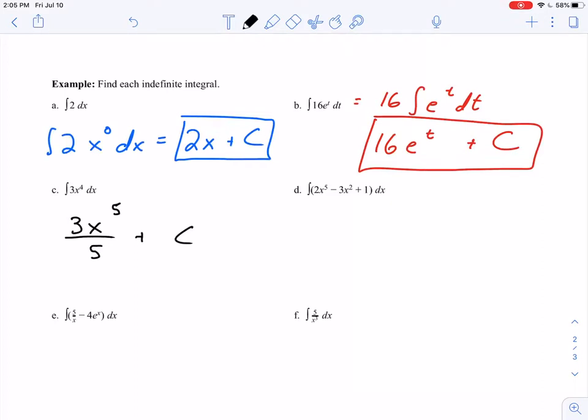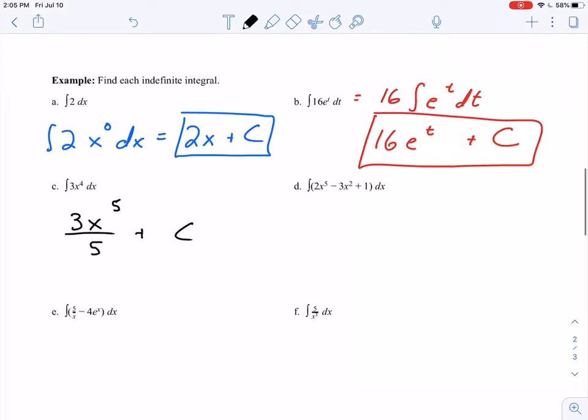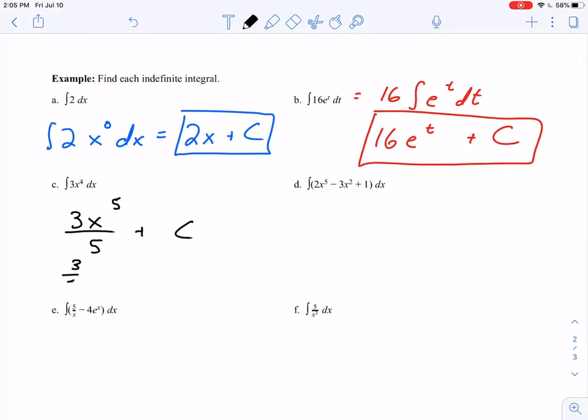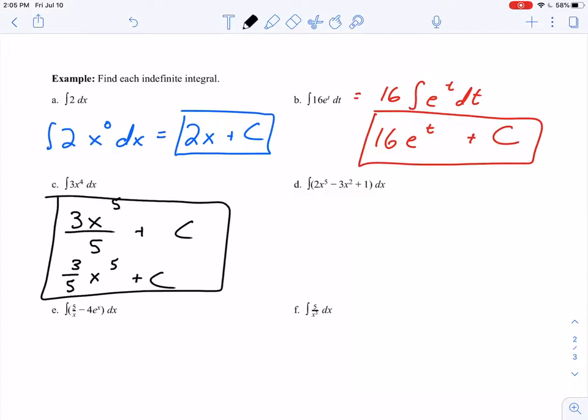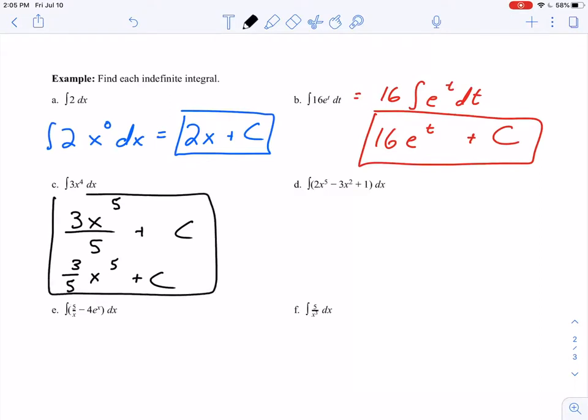I think it saves you a couple steps. You don't have to worry about simplifying it. I would say there's your answer. The other way you could write your answer if you wanted to, you could say instead 3/5 times x to the 5th plus c. Either one of those is fine, and I may use them interchangeably. I may go back and forth between those two, but either one of these is going to work just fine for us.